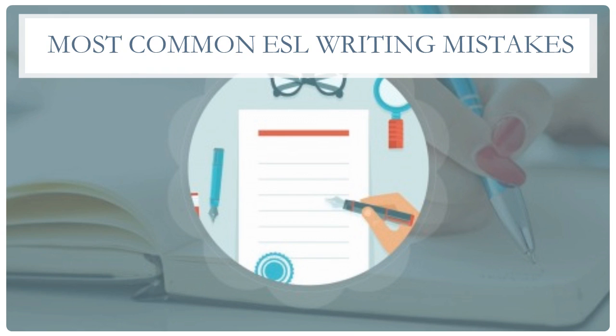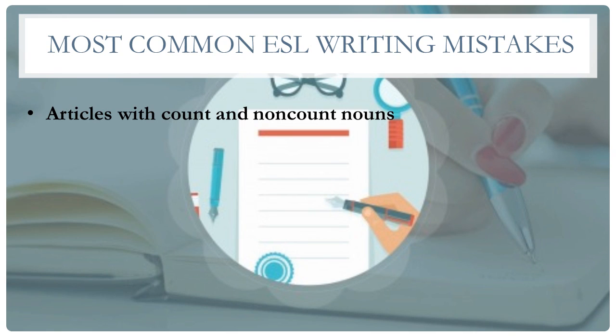So I've compiled this list of the 3 most common mistakes I see in non-native English writers after working with hundreds and hundreds of students from around the world. The first are problems with articles when we're dealing with count and non-count nouns. The second is the idea of dangling modifiers. And finally, the third is problems with possessives. So let's start with the articles.